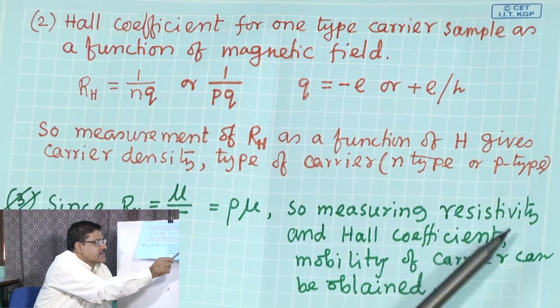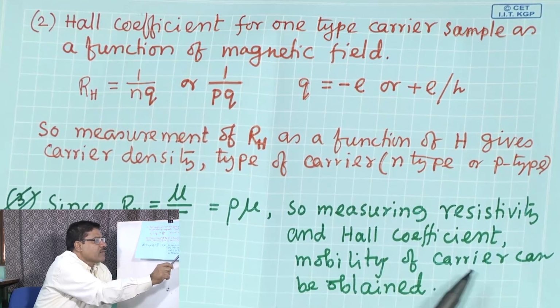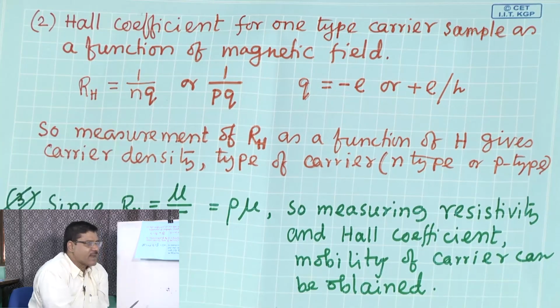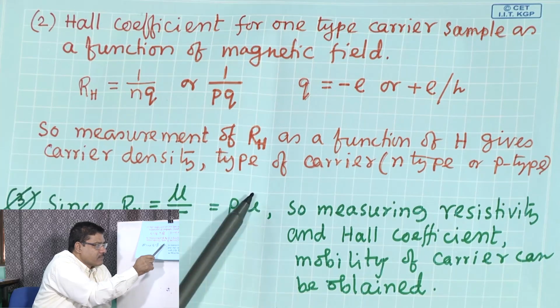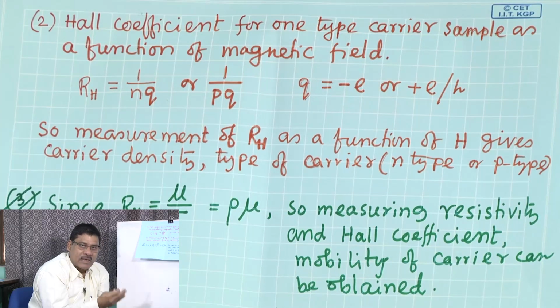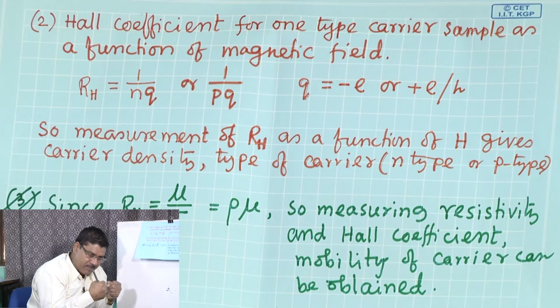So by combining the measurement of Hall coefficient or Hall voltage with the resistivity or conductivity of the sample, one can find out the carrier density, type of carrier, and mobility when there is one type of carrier. For the other case, if both carriers are there, you can find out the mobility ratio, especially in the case of p-type silicon.